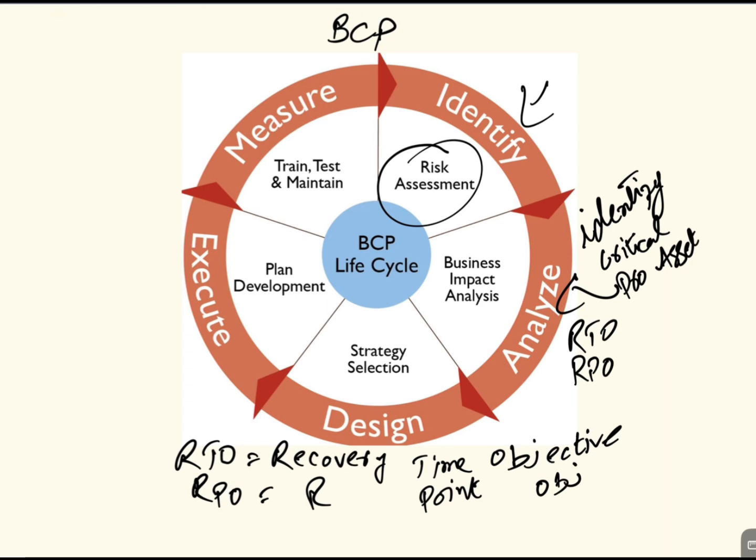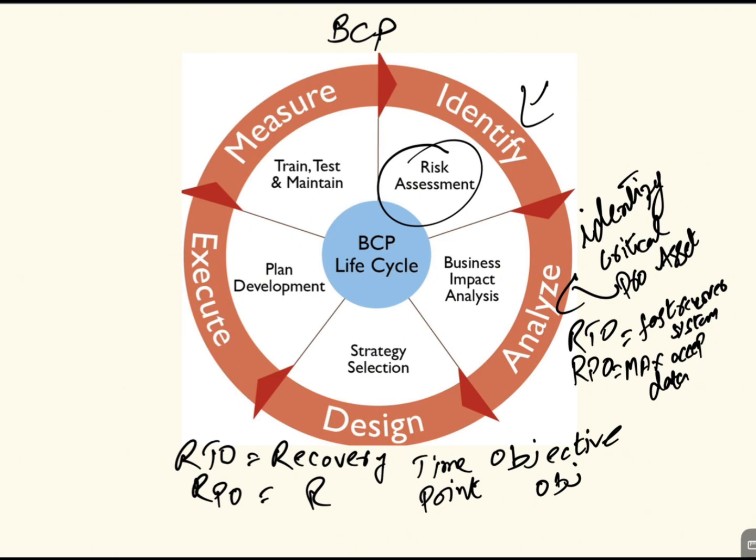So the first one is RTO, how fast we can recover the system. And RPO is the maximum acceptable data loss. So these are two very important terms we should know for the CISSP exam. In the business impact analysis phase, we also calculate RTO and RPO.